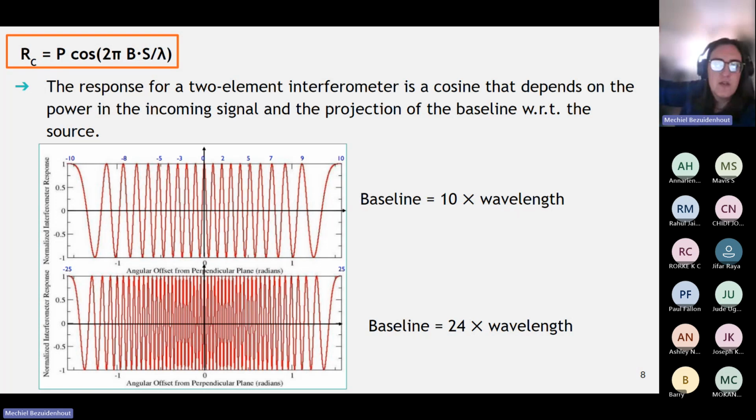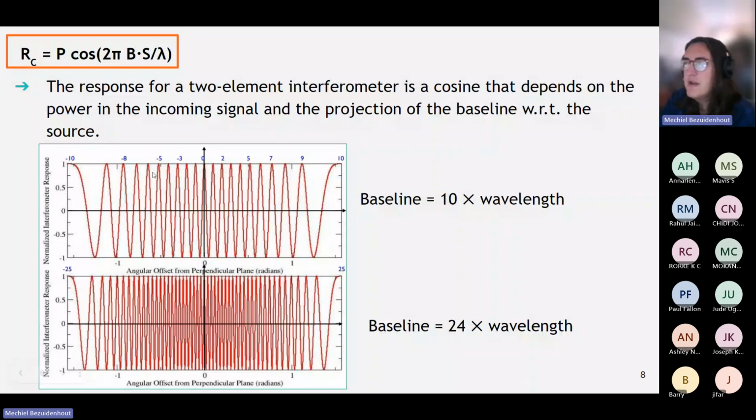If you imagine you have a source directly overhead your baseline, it sees the baseline in one way, but if it moves off towards the horizon, that baseline gets foreshortened by the projection. So the important quantity is not the physical length of the baseline, it's what the baseline looks like to the source. So this is an example where you have a baseline of 10 times the wavelength. Then you get a cosine like this. If you have a baseline that is 24 times the wavelength, then you get a cosine that's much more squished up.